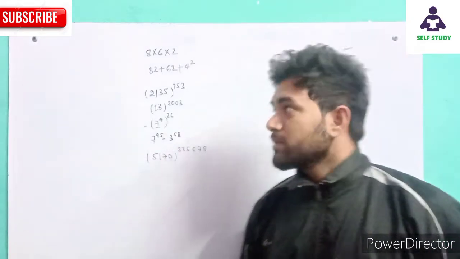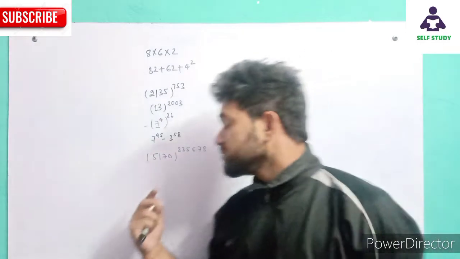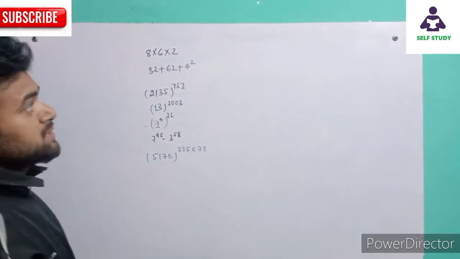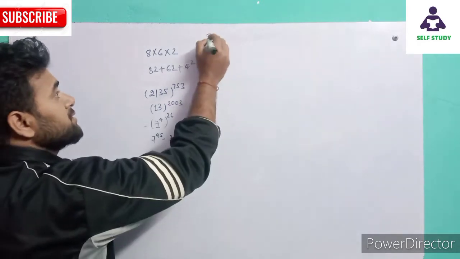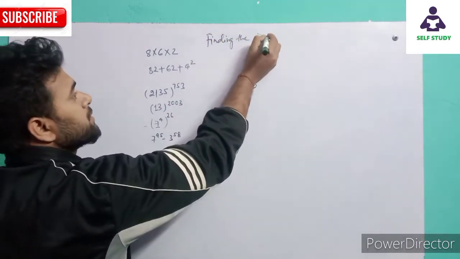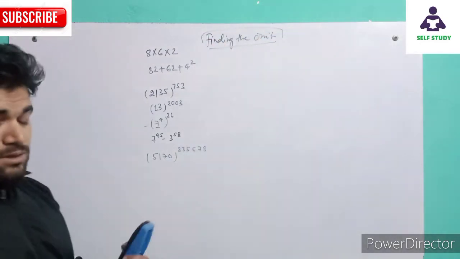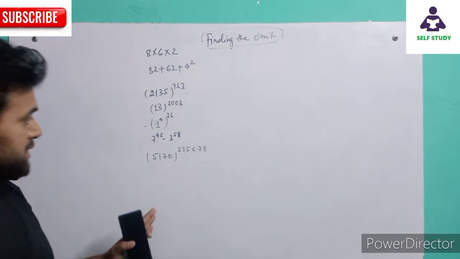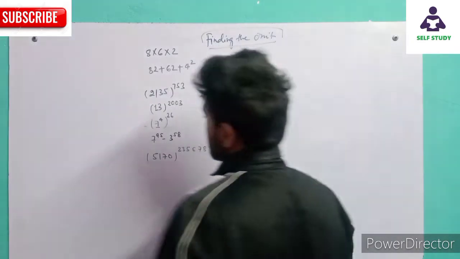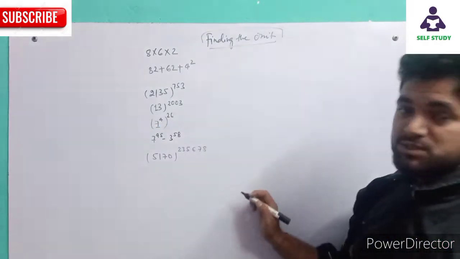Today we will discuss a very simple and very sweet topic, finding the unit digit. In every competitive exam, it carries 1 or 2 marks, which is very helpful to score in any examination.